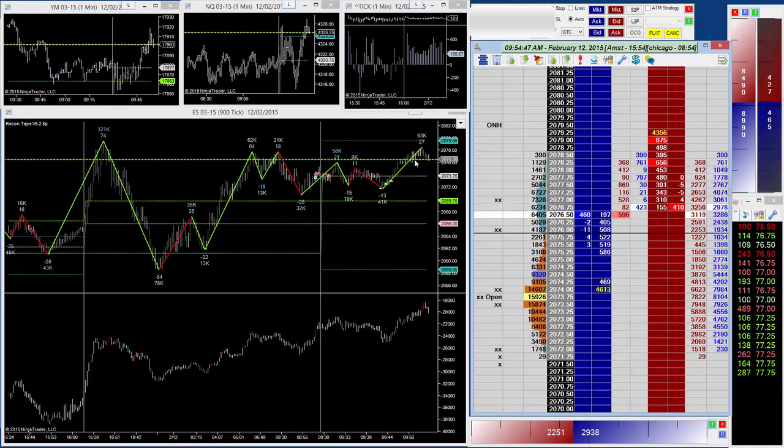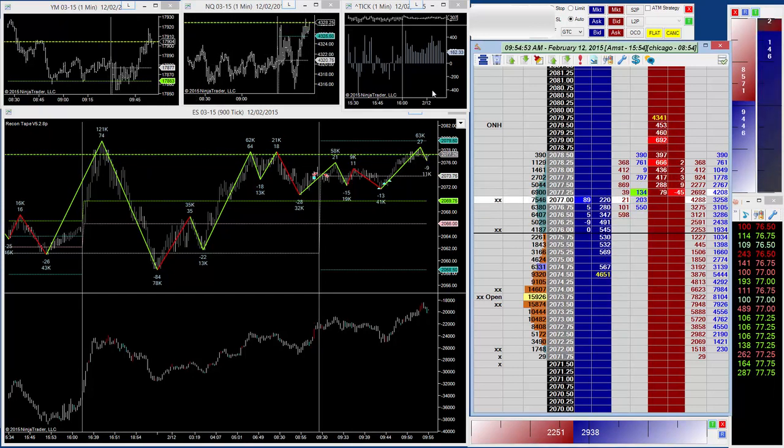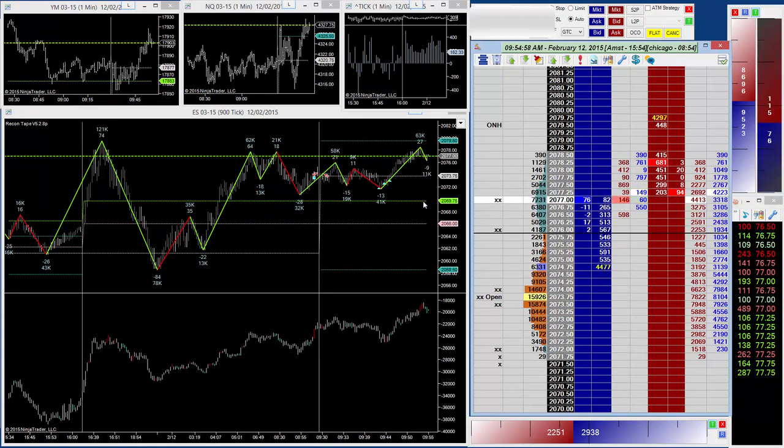We've got a lot of traders that got long, so there's no reason to fade this market. Also the Dow, the Nasdaq, the tick are still positive. Now obviously it could just go straight down from here. We got down to 76.50. So if we're wanting to go long, this is about where we'd want to go long.